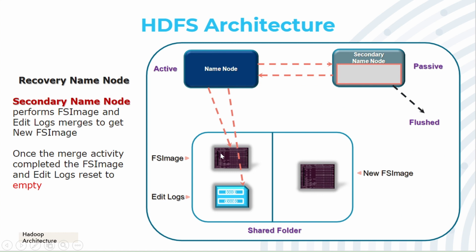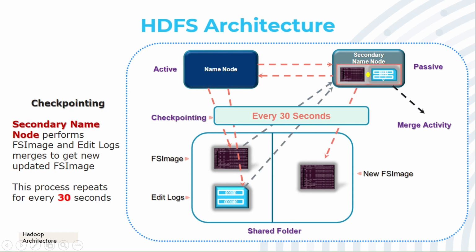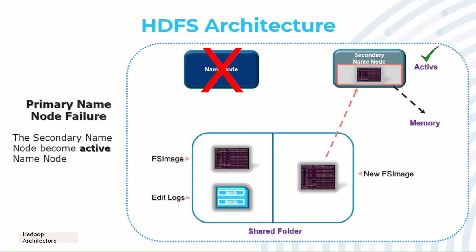Okay, so the FS image and edit logs will reset to empty and be flushed, and this will create a new FS image. This is happening every 30 seconds: the secondary name node is doing this merge activity every 30 seconds. This process repeats every 30 seconds. This is the merge activity I'm talking about.